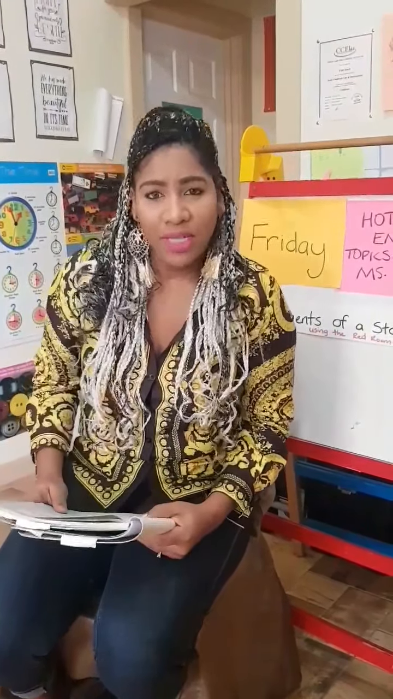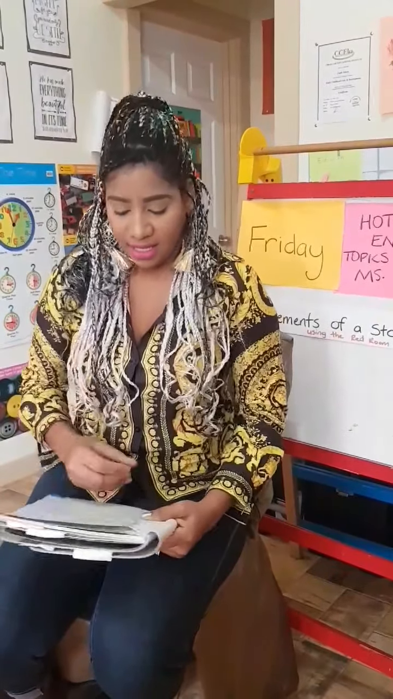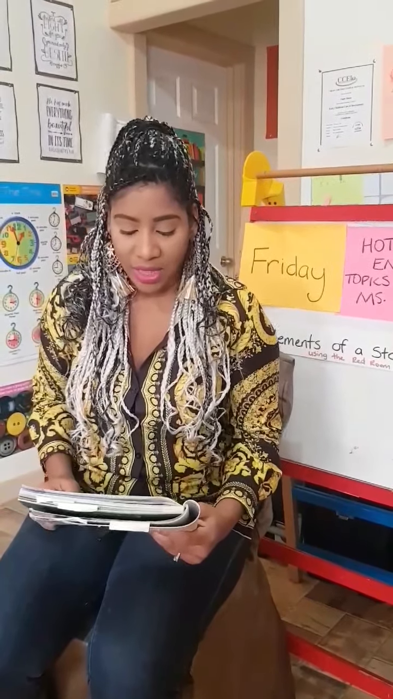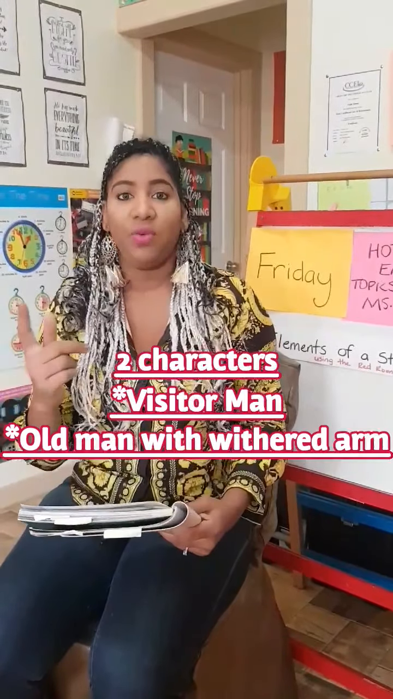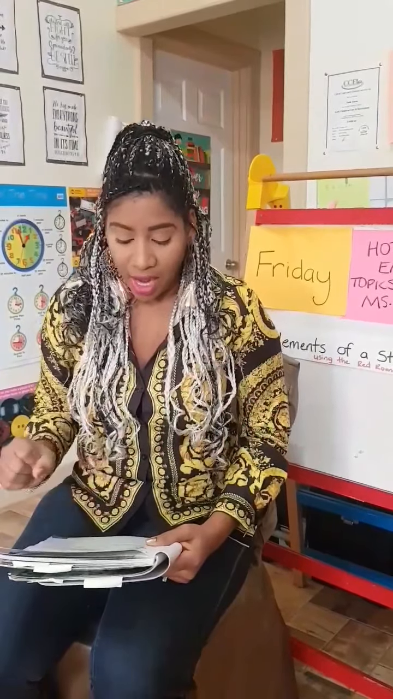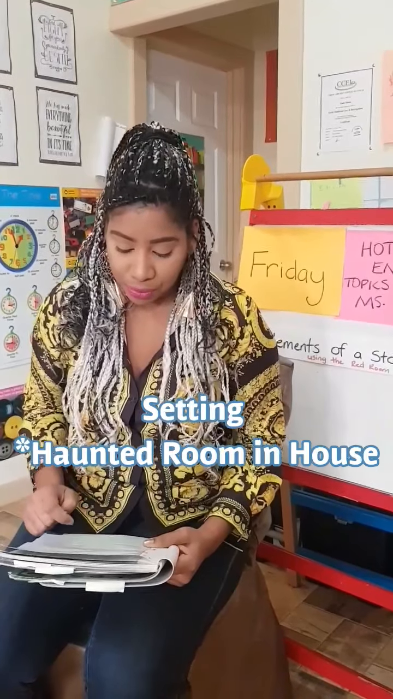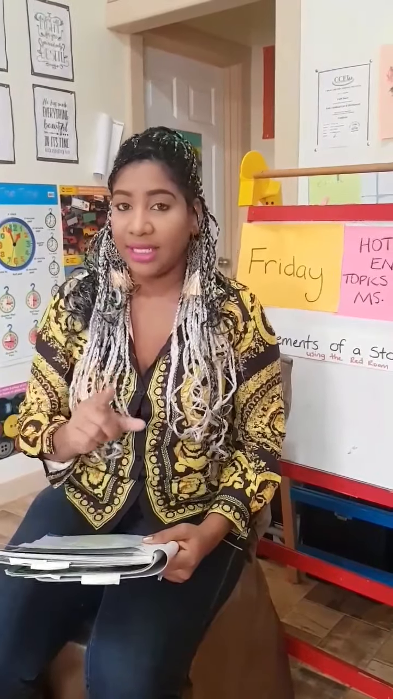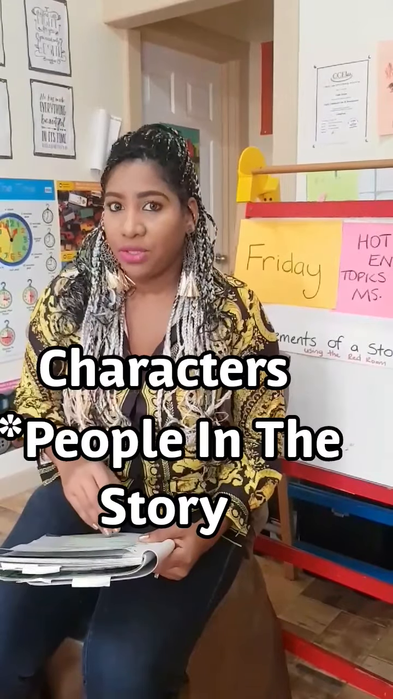Alright guys, so we're just going to butt into the story for a little bit. We already have characters. The man inside the house, the man with the withered arm. So you have two people here so far: the man who visited with the glass in his hand and the one with the withered arm. We also have setting. They are in a house, right? And they're going into this haunted room. The whole story is about this red room. So that is the setting of the story. Remember, setting is time and place. And the characters are the people in the story.